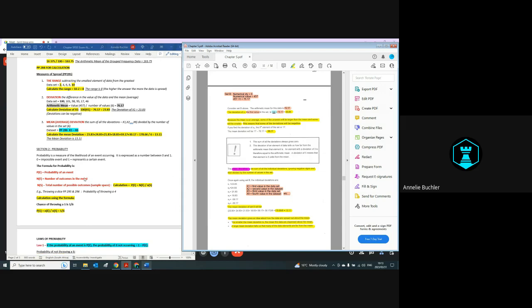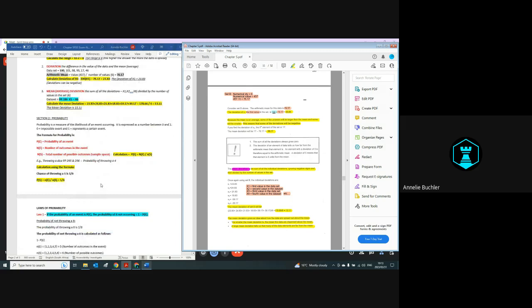We're going to move on to probability. Probability is the measurement of the likelihood of an event occurring. It's expressed as a number between 0 and 1. 0 is an impossible event, and 1 represents a certain event. Now, you don't have to know this offhand, but know where your notes are, so you can quickly refer to them if you need it. The formula for the probability, this is set in stone. PE is the probability of an event. NE is the number of outcomes in the event. NS is the total number of possible outcomes, your sample space.